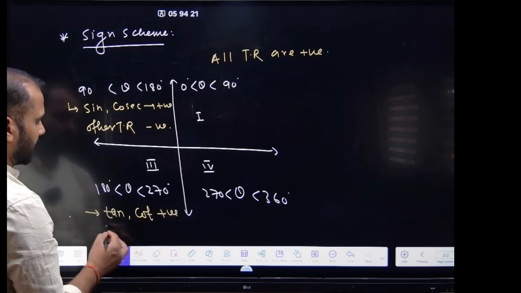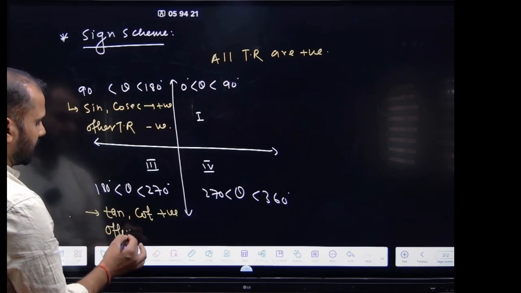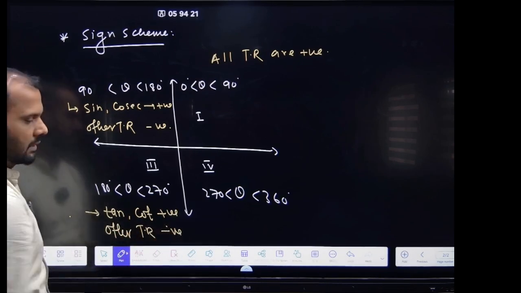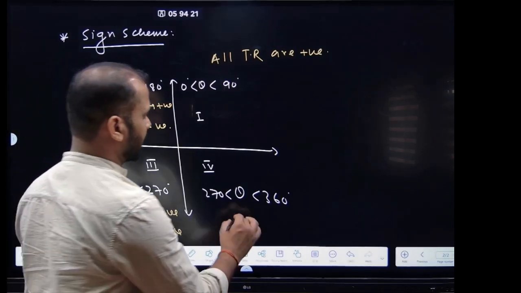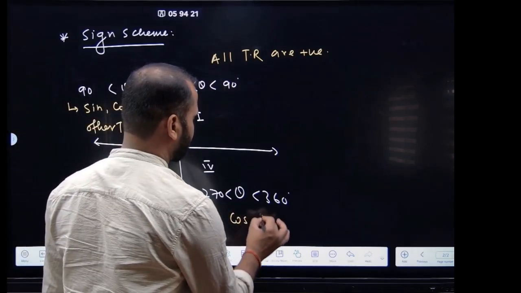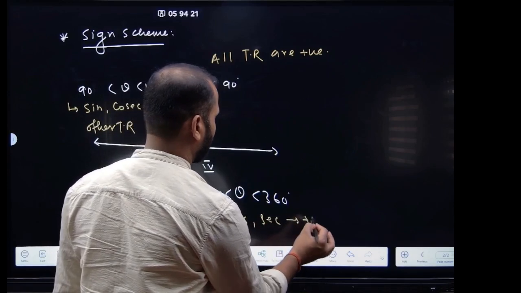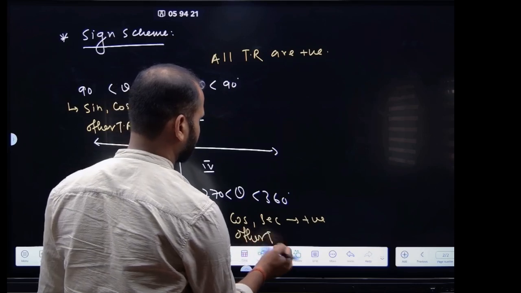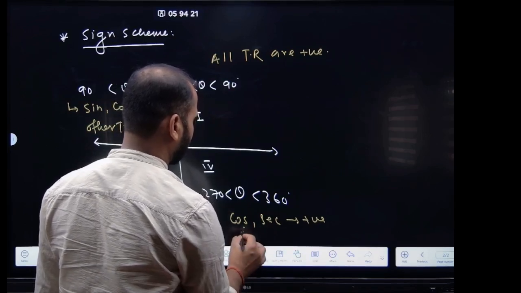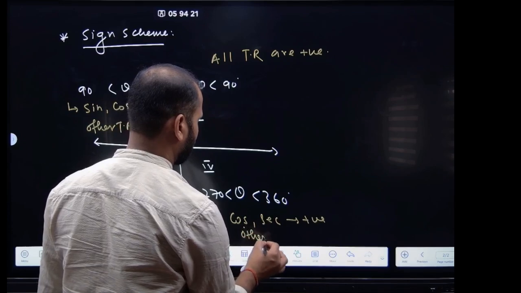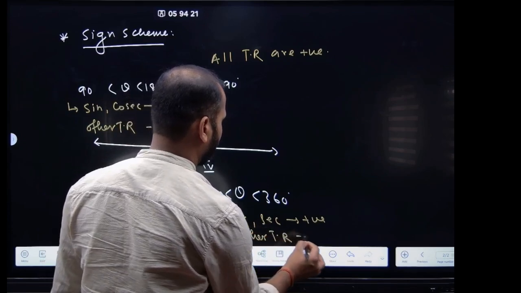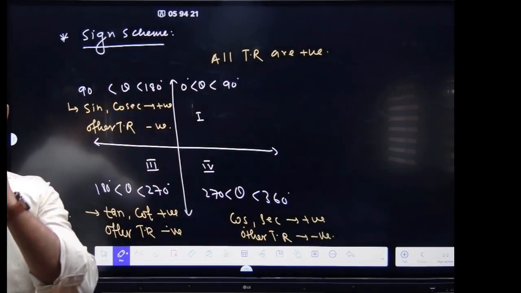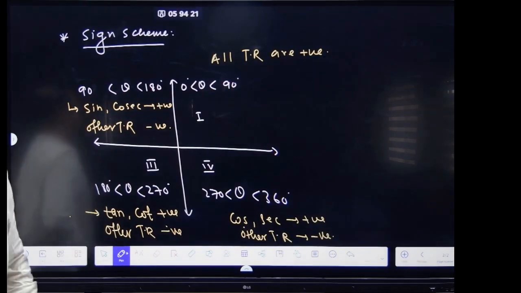And other trigonometric ratios will be negative. Correct? Similarly, here you tell me, cos and secant will be positive. What about the other trigonometric ratios? It will be negative. Correct? I hope you know this thing.